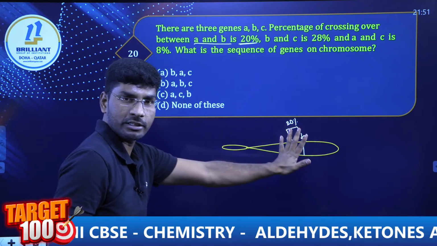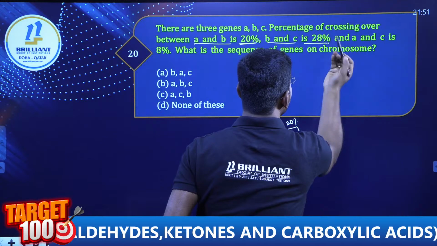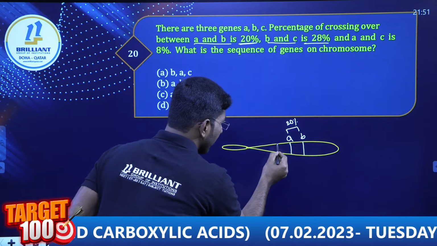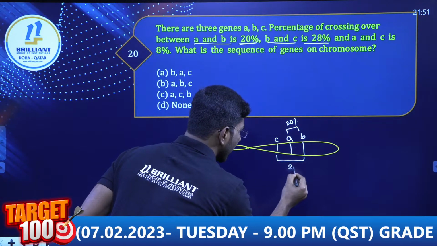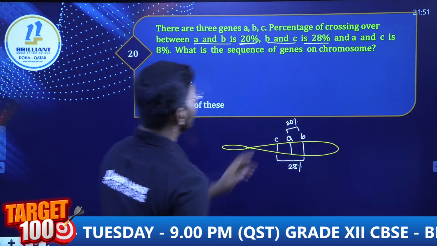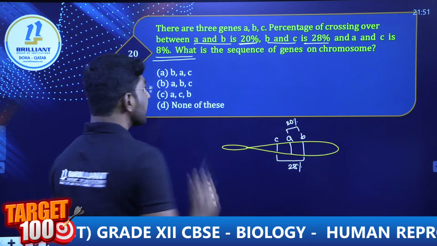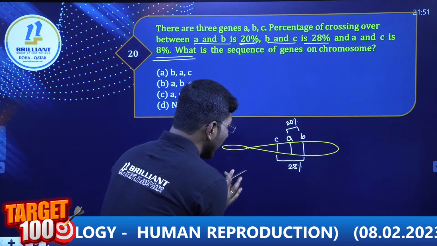Okay, just assume like this. Whether it is correct or not, we will discuss later. And BC is 28%. Let me write here C. Between here and here 28% is there. Next, AC is 8%. AC is 8%, given. Now I can write this one.